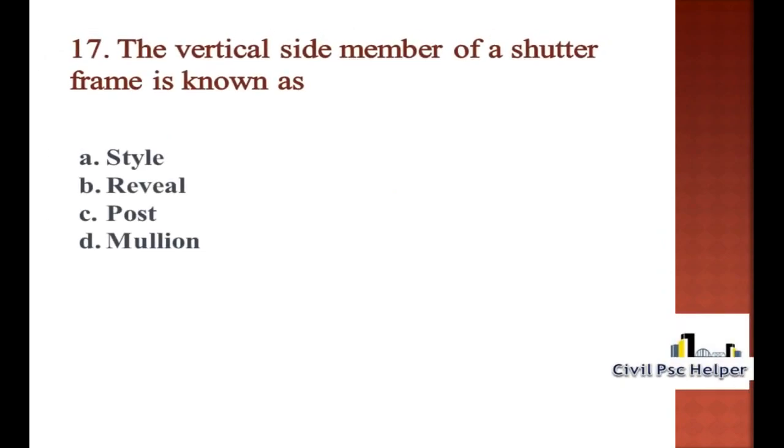17th question. The vertical side member of a shutter frame is known as option A, stile. Option B, reveal. Option C, post. Option D, mullion. The vertical side member of a shutter frame is known as stile. Option A is correct.